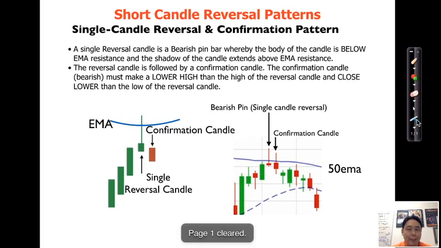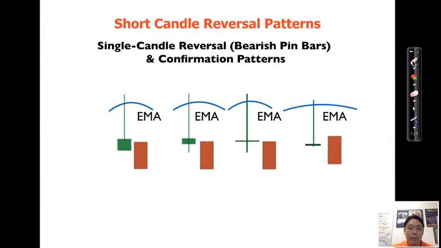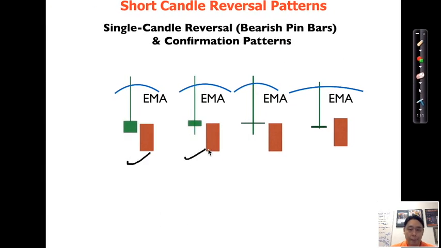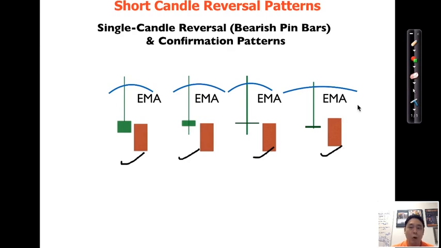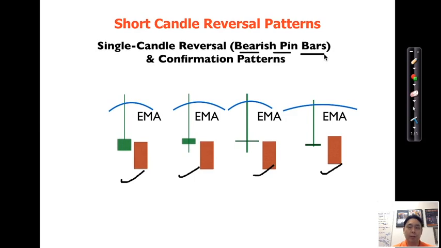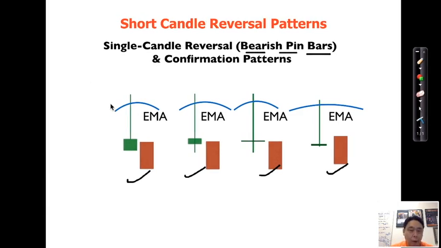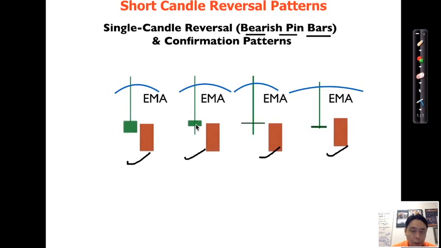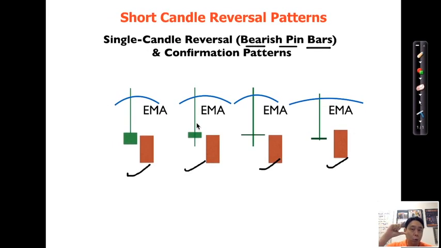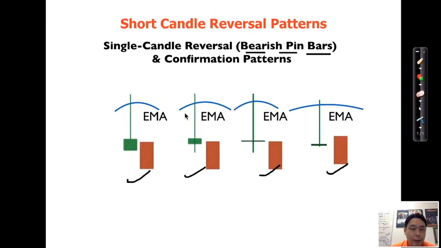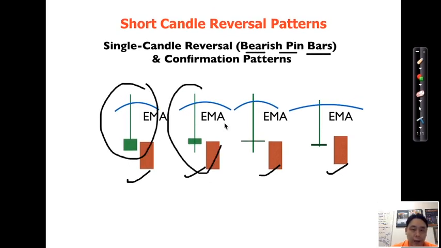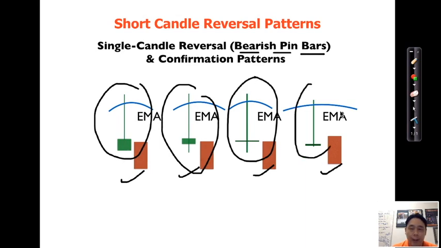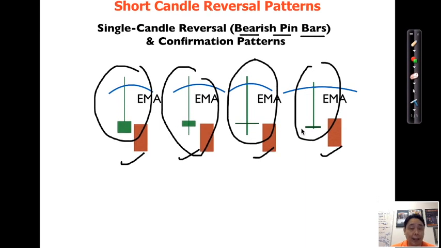Again, revise this as many times as you need to. I can't emphasize that enough. So all these are valid single candle reversals because all of them are bearish pin bars. Again, what's a bearish pin bar? You've learned under the chapter on candlestick patterns. They must have a small candle body, like so, with a long upper shadow that makes up two-thirds of the range of the whole candle. So it can look like that, like that, like that. Any of them are valid single candle reversal patterns.